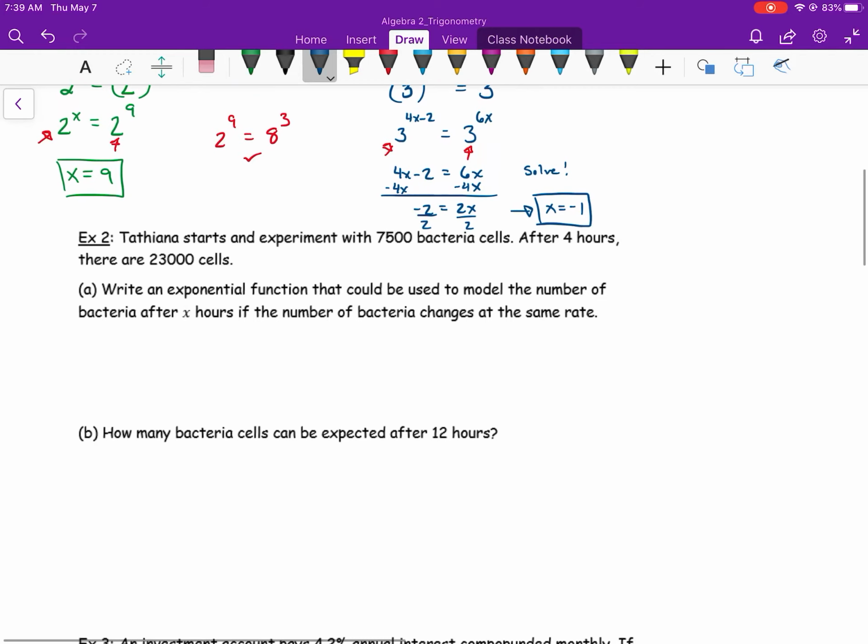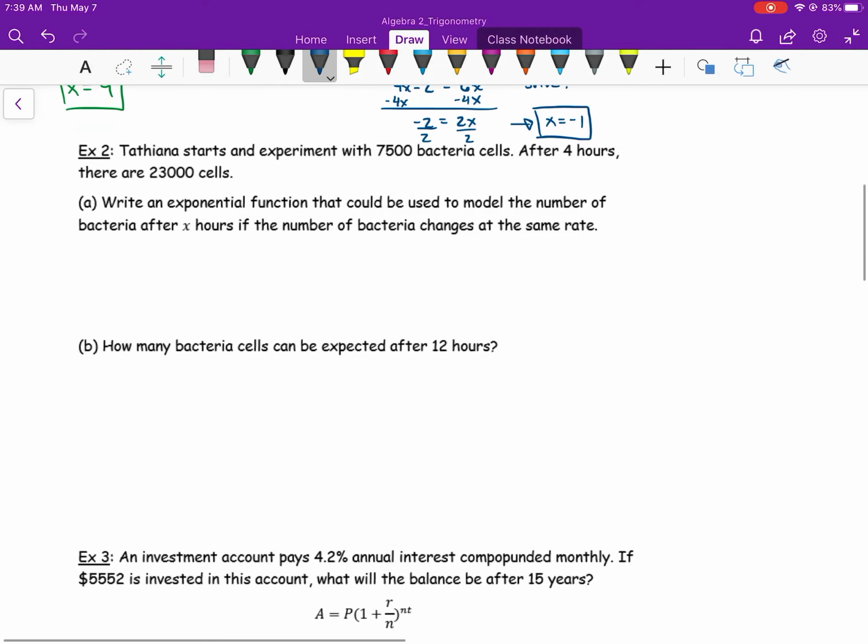Alright, so we have Tatiana starts an experiment with 7,500 bacteria cells. After 4 hours, there are 23,000 cells. So first part, we have to write an exponential function that can be used to model the number of bacteria after x hours if the number of bacteria changes at the same rate. So we start at 7,500 and we're going up to 23,000. So this is a growth model.